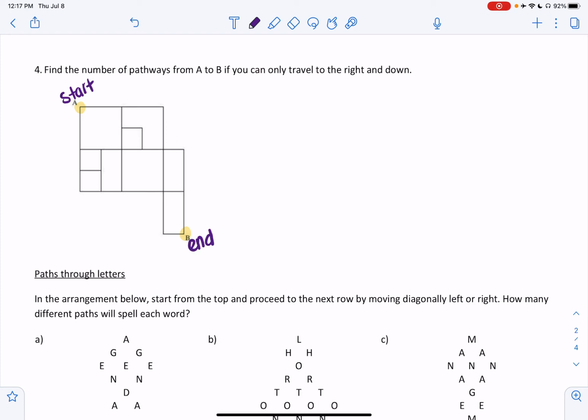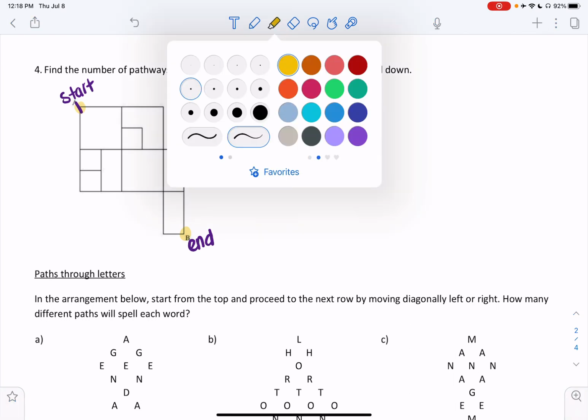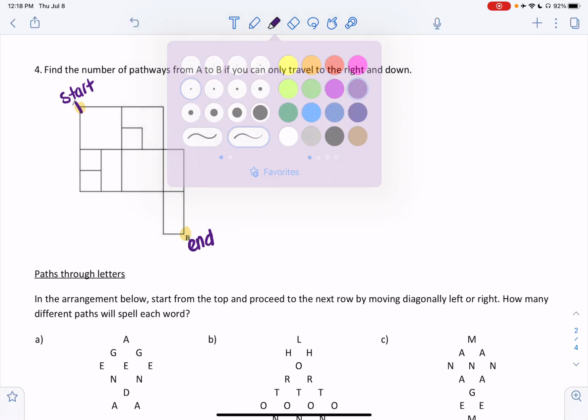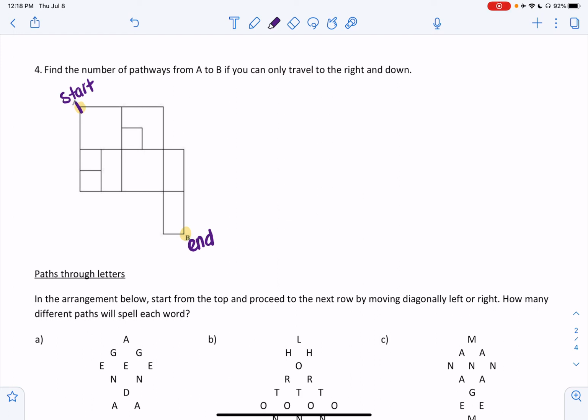Okay, so there's only one way for us to get to our starting point. From our starting point, we could go down or to the right. So if I follow those lines, this is only touching the number 1. This is only touching the number 1.